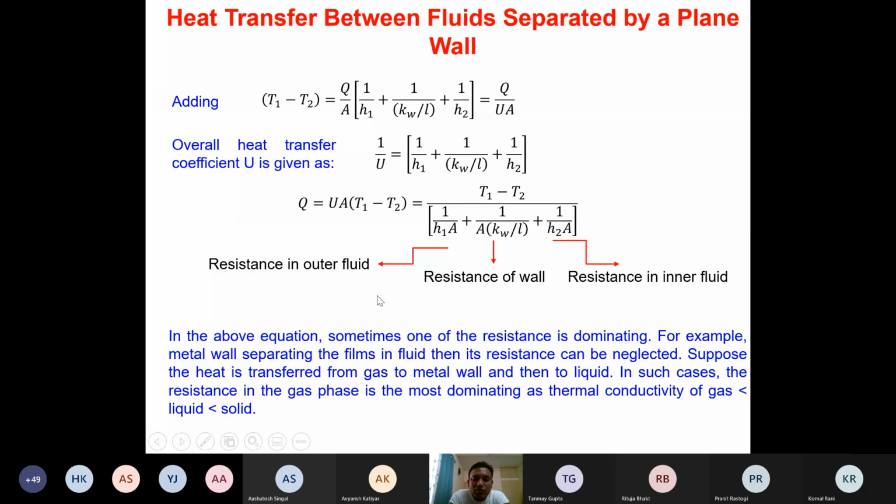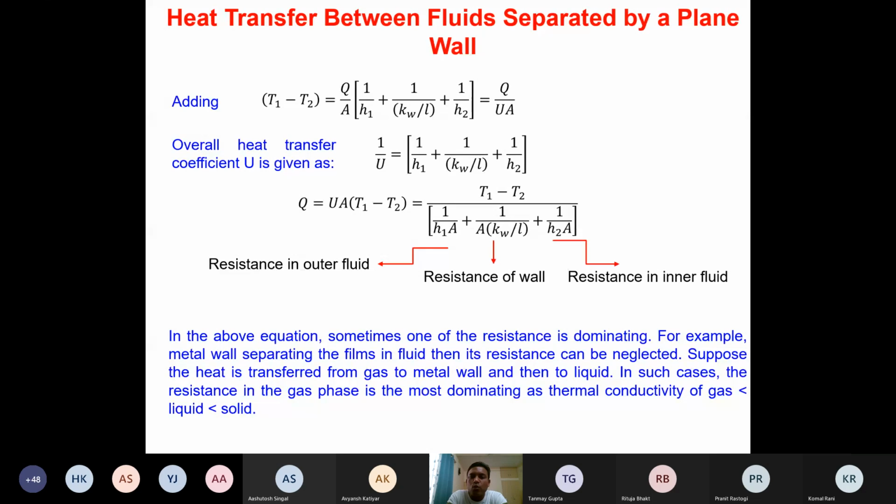In such cases, the resistance of the gas phase is the most dominating. Suppose you take the example of heat transferred from a gas to a metal wall and then to a liquid. Clearly the thermal conductivity of the gas is lower than that of the liquid, and the thermal conductivity of the liquid is lower than that of the solid. So the maximum resistance is offered only in the gas film or gas layer, and therefore this equation can be represented as Q is given as delta T divided by 1 by H1A.